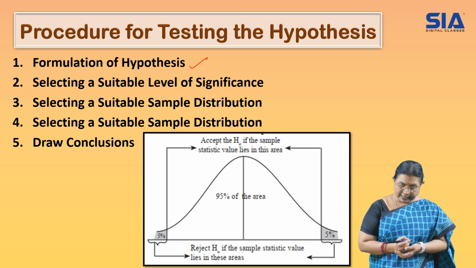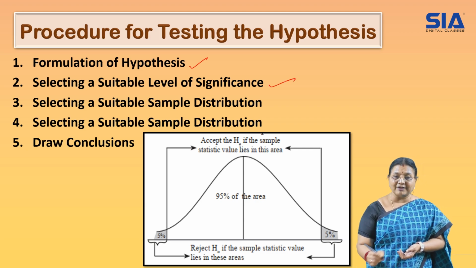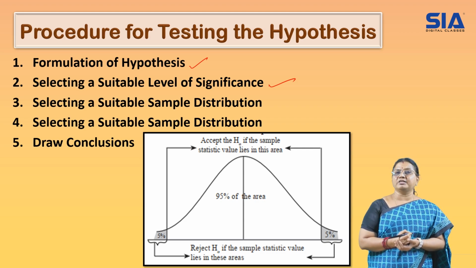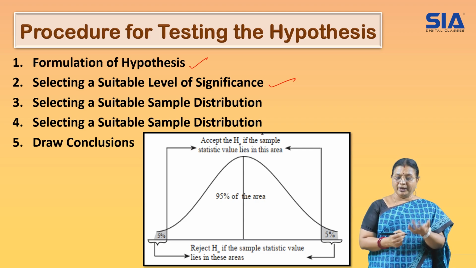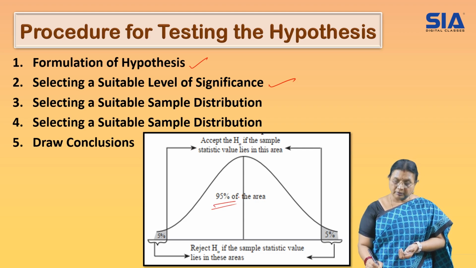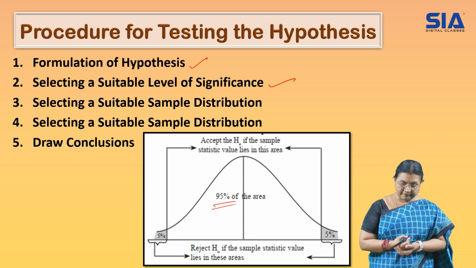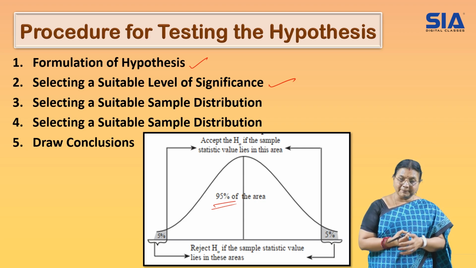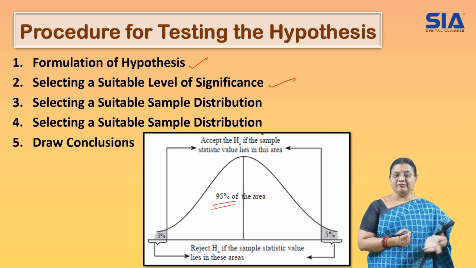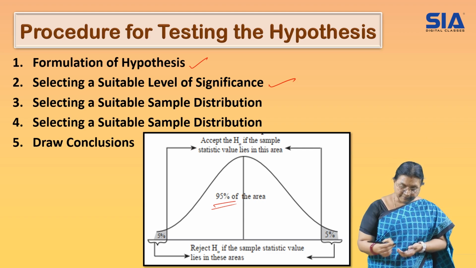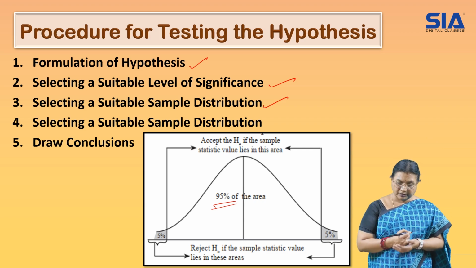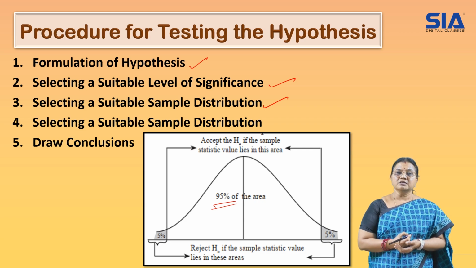Then selecting a suitable level of significance. We have to select what level of significance we are going to use, whether 95% or more than 95%. That is 5%, and 5% means 95% confidence. Then selecting the suitable sample distribution. Then drawing the conclusions.